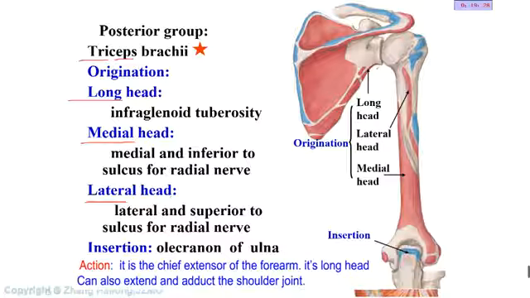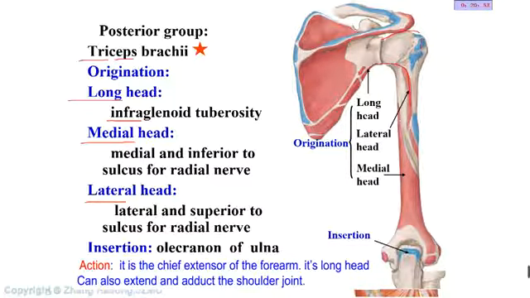First, let's see the long head here. The long head is from the infraglenoid tuberosity. Just now we studied that the long head of biceps brachii is from the supraglenoid tuberosity. Okay, then it goes downwards, and this one is from the infraglenoid tuberosity. Then go downwards. Okay, now let's see the medial head.